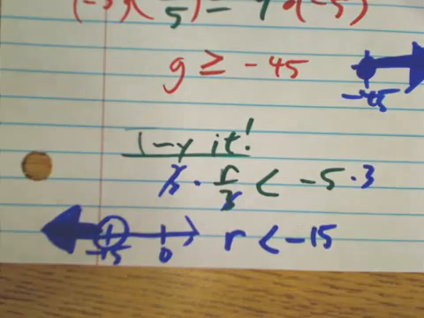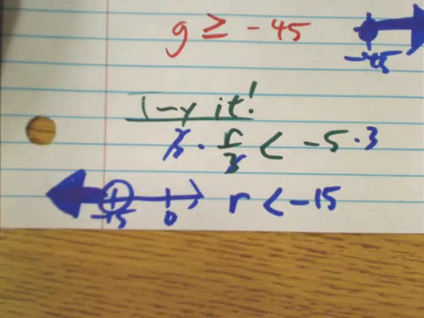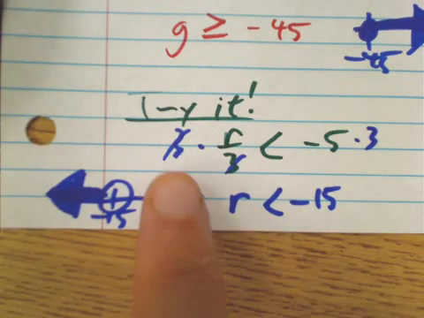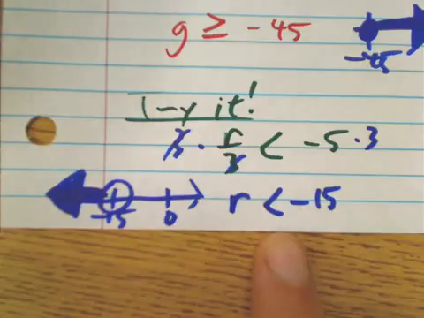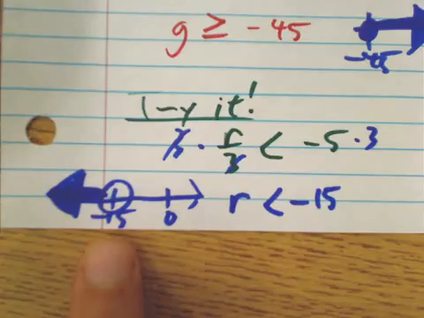Okay, here's how I did on the first one. I multiplied by 3. I multiplied by a positive, so I didn't change the sign. And r is less than negative 15, so at negative 15 I left the circle open and went to the left.